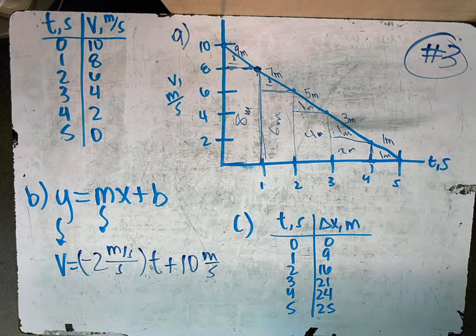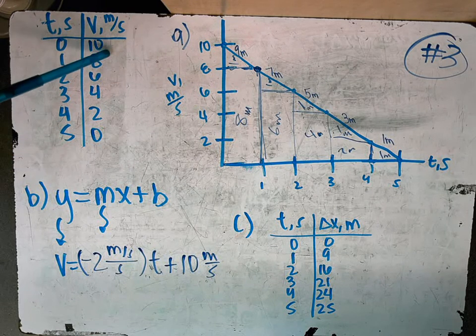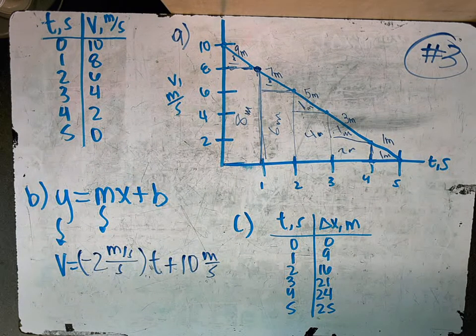And here we go with problem number 3. So here's your time and your velocity data. Notice we're starting off at very high velocity. We're going fast, but we're slowing to a stop. And that is motion we want to understand. Going fast and slowing to a stop.